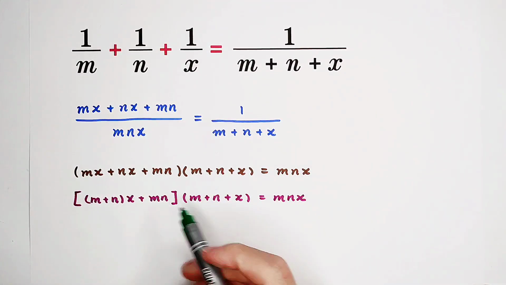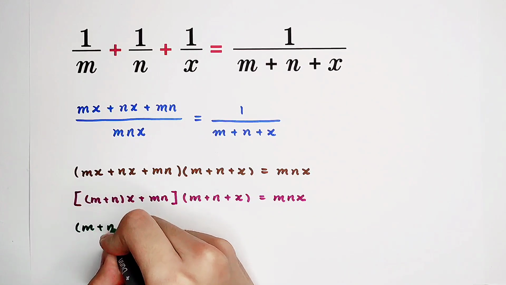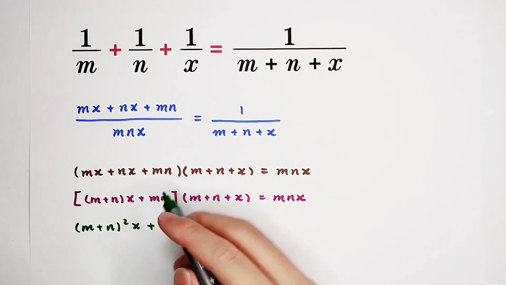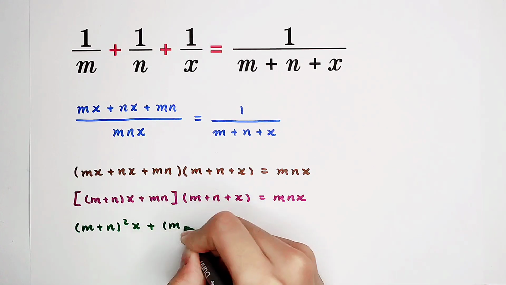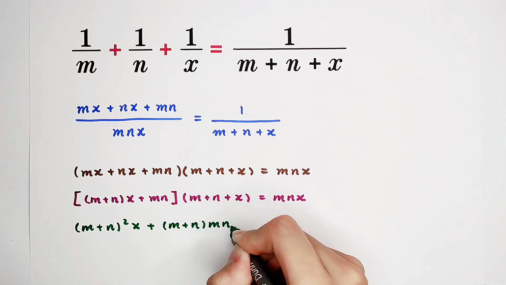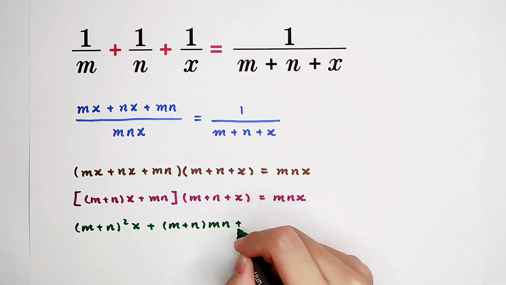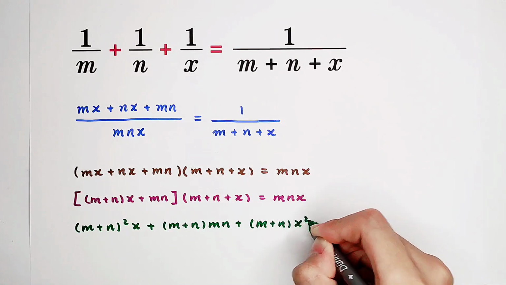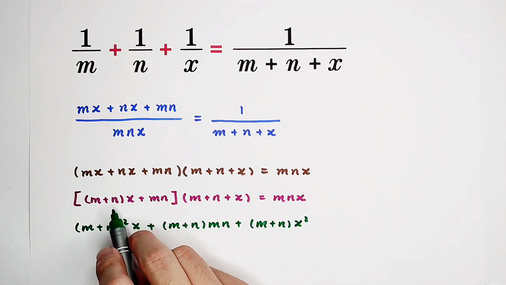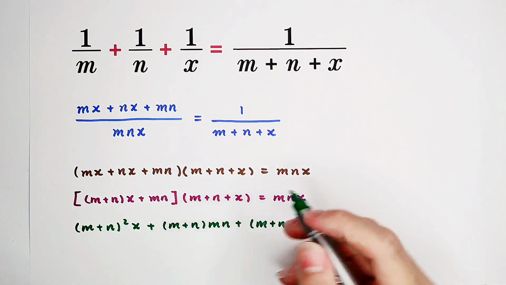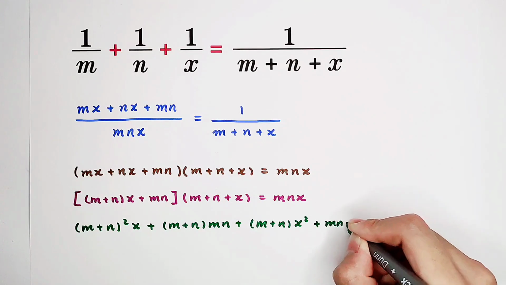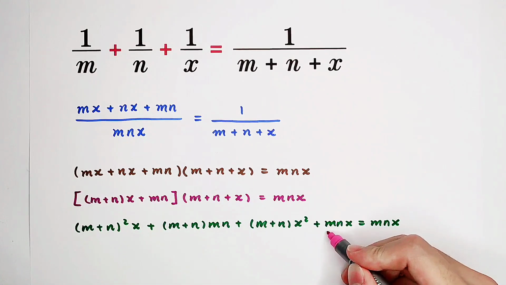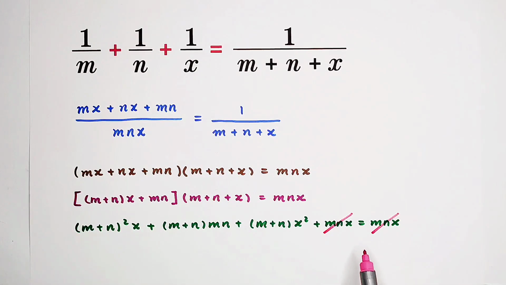Now we have this one times this one. It is (m + n) squared, then times x, and then plus mn times (m + n). And then we also have this one times this one. It is (m + n) times x squared. At last, we have mn times x equals mnx. And you can see it appears on both sides, so cancel, cancel. This one is just 0.